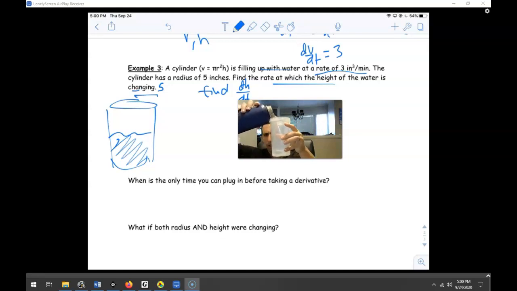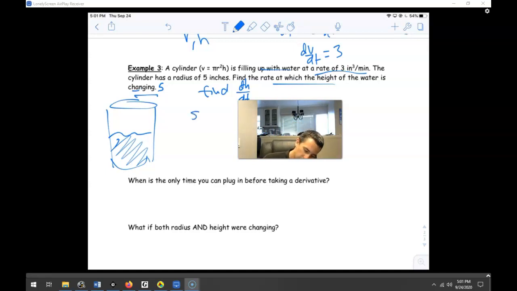Now I want you to notice as the cylinder fills, the height is changing, but is the radius of that water in there actually changing? And hopefully the answer you see is no, right? Because as we fill up, sure, it's getting taller and taller, but this radius is just staying the same. That radius is not changing. So let me put this down so I don't spill it.